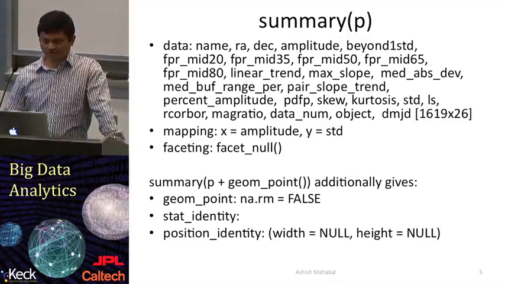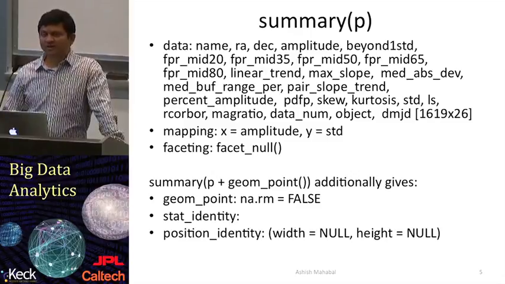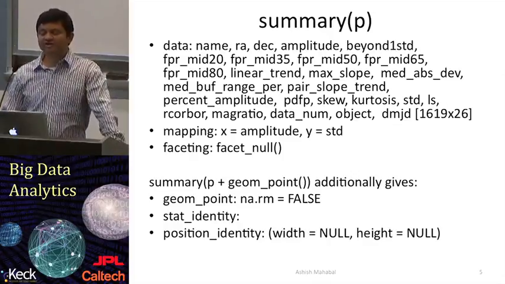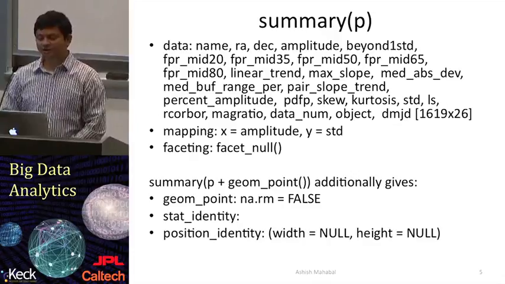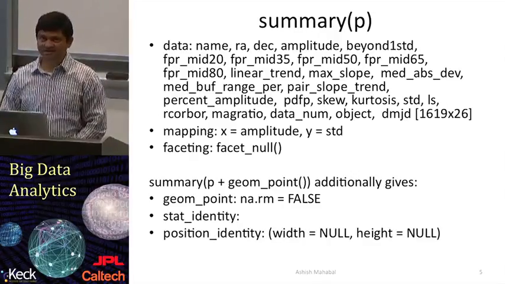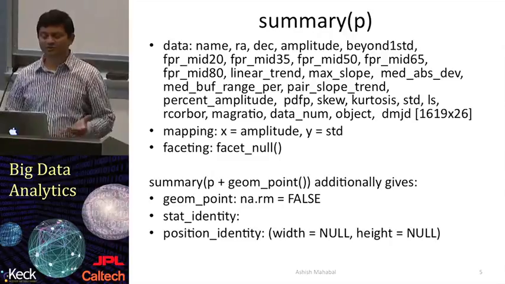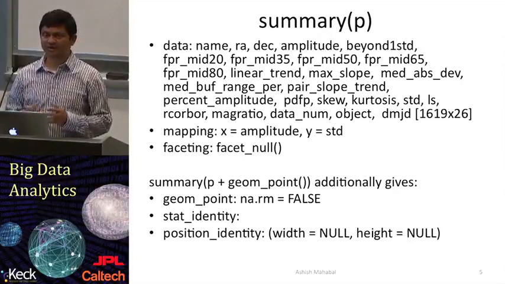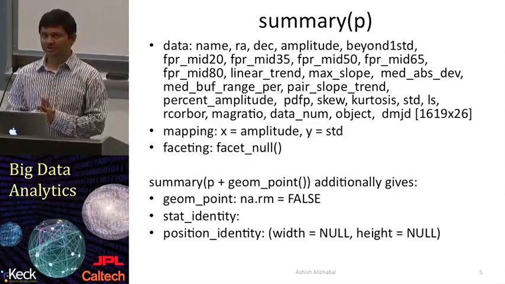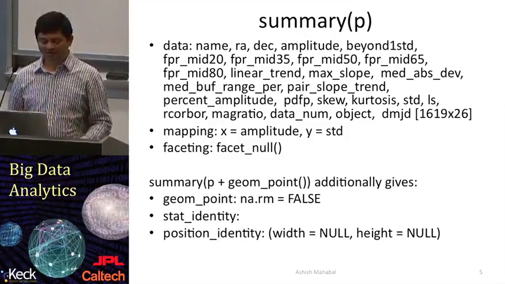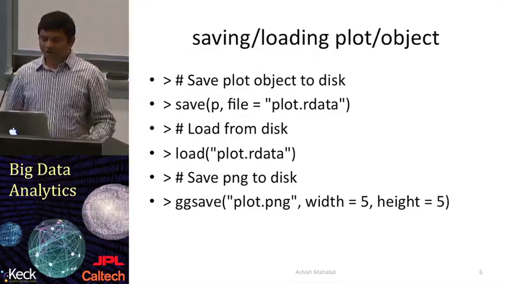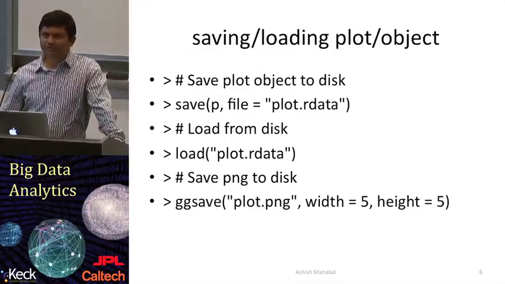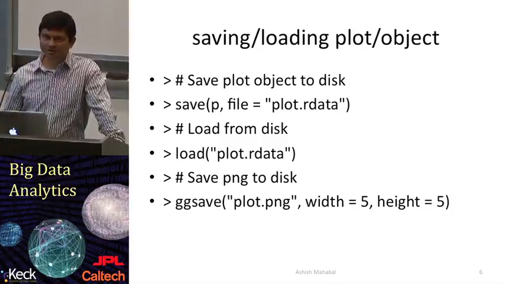Now, in addition to P, if you were to do a geom point, that is do P plus geom point and look for the summary of that, you will additionally see what the stat identity is, what the geom point is, and what the position identity is. In this case, we have not specified that explicitly, so we get mostly nulls and false and so on. But all that information in principle is there. So that is another useful thing about the layering aspect. You can keep on piling up various layers into an object, and then those layers become available to you in various different ways. So you can say save P and file name to save the data file, and then you can reload it again using the load command.